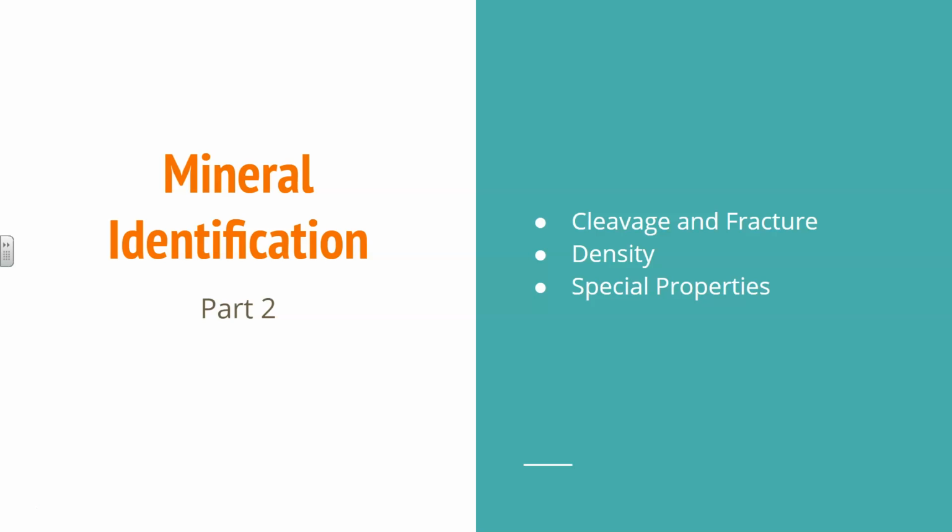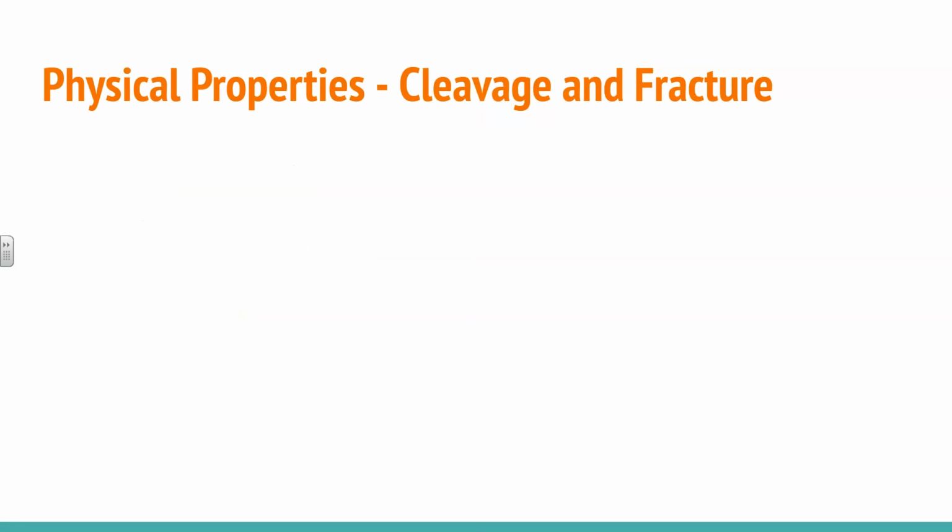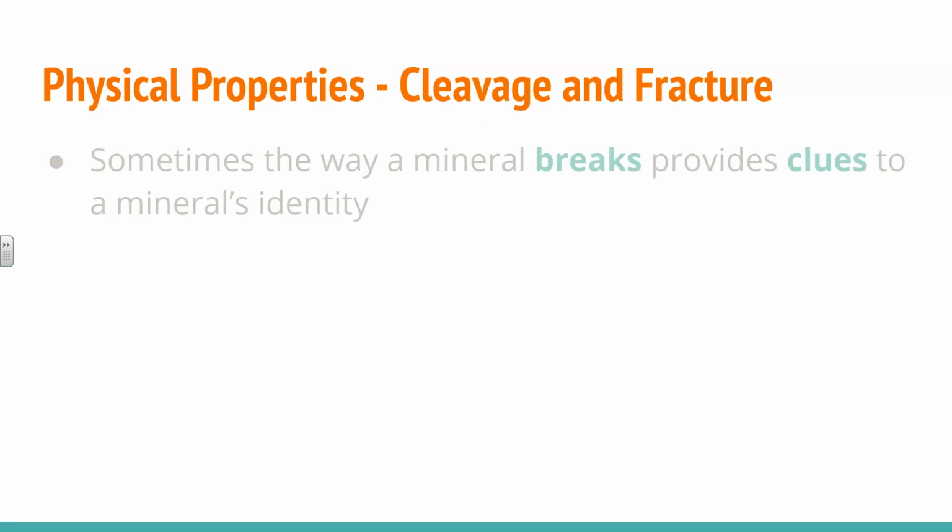And then I gave you the example with the steak. Your steak might be brown on the outside, but it is pink on the inside. So you just have to be careful with streak, and that's going to be one of your key characteristics when identifying minerals. So today we're on part 2. You're going to be talking about cleavage and fracture, density, and special properties. So we're going to start with cleavage and fracture.